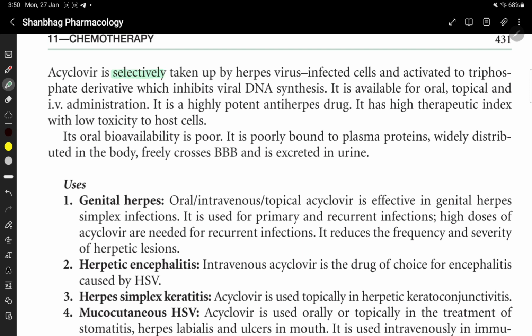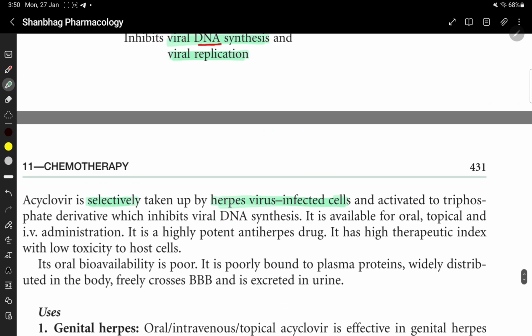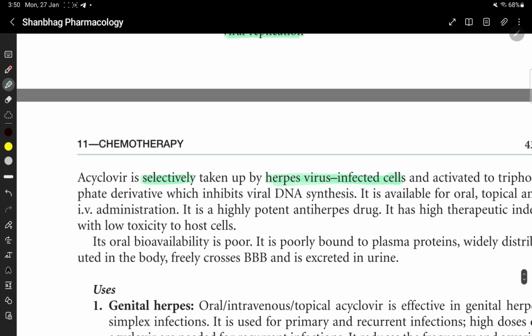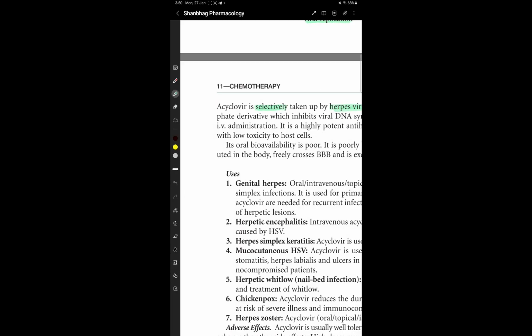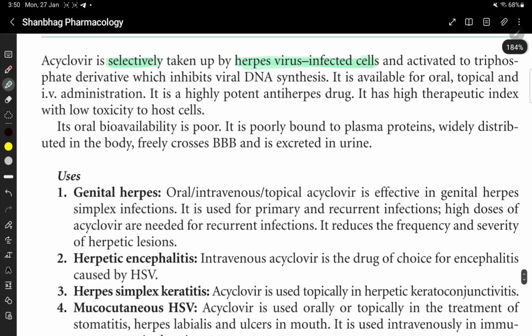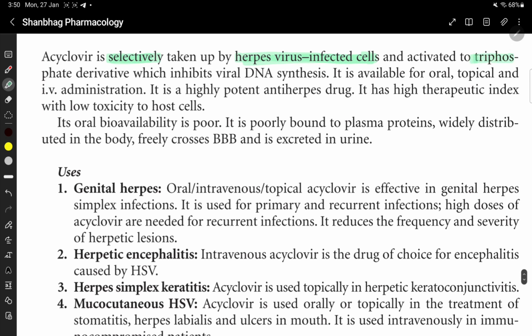Acyclovir is selectively taken up by herpes virus infected cells. So the cells infected by herpes virus will selectively take up the acyclovir, and then it is activated to the triphosphate derivative, which inhibits viral DNA synthesis.